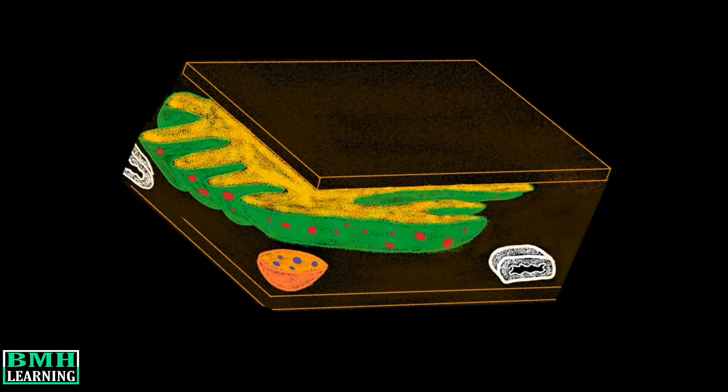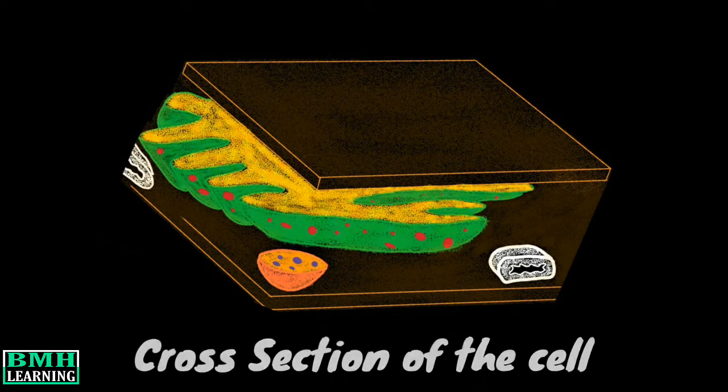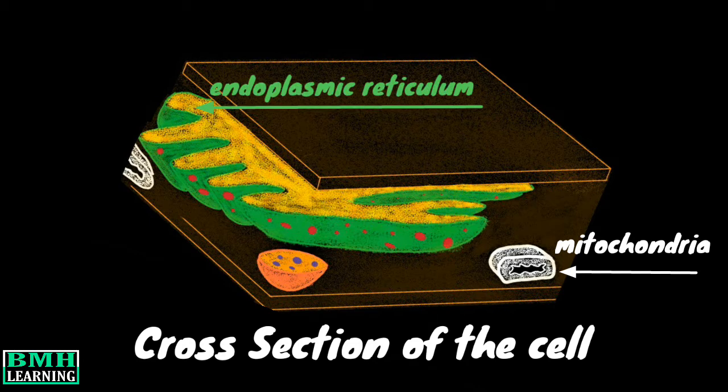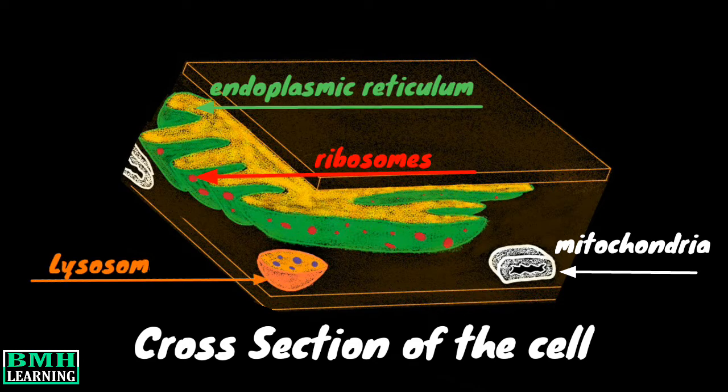This tutorial is regarding cytoskeleton. Just have a look at this diagram. It's actually a cross section of the cell. It seems like everything is floating. Everything means cell organelles. You can see the mitochondria. We have endoplasmic reticulum studded with the ribosomes. Also, you can notice the lysosomes and many other subcellular bodies of the cell.